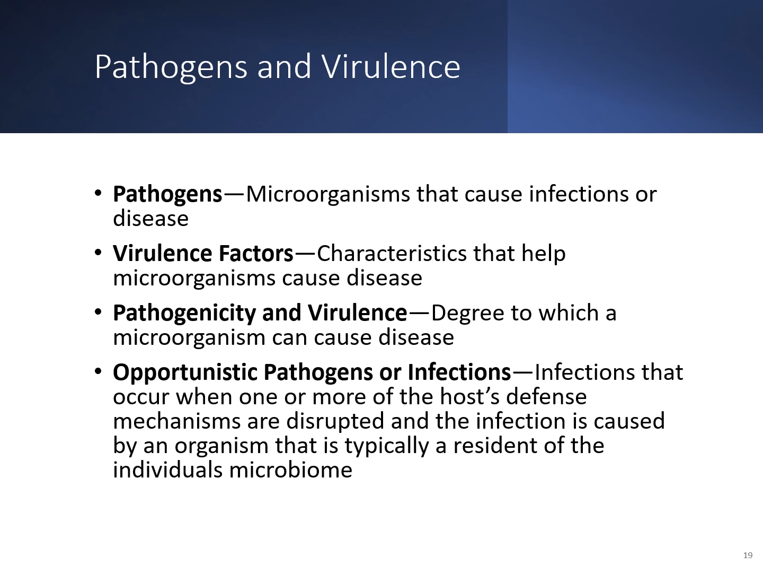Some terms that you should be familiar with are pathogens, which is a microorganism that causes an infection or disease. Virulence factors, these are characteristics that help the microorganisms to cause the particular disease. Pathogenicity and virulence is the degree to which the microorganism can cause a disease. Opportunistic pathogens or infections. These are infections that happen when one or more of the host's defense mechanisms is disrupted, and then the infection is able to happen because the organism that typically resides in the individual as normal microbiome actually infects the patient at a site that it is not supposed to be in.